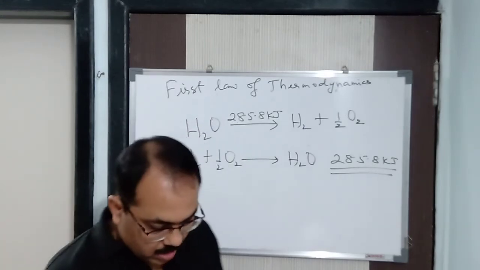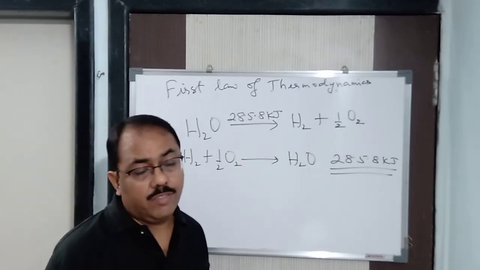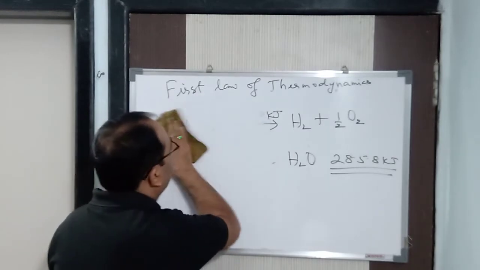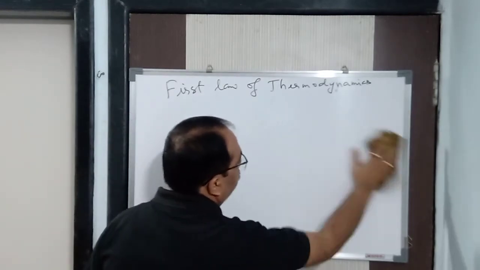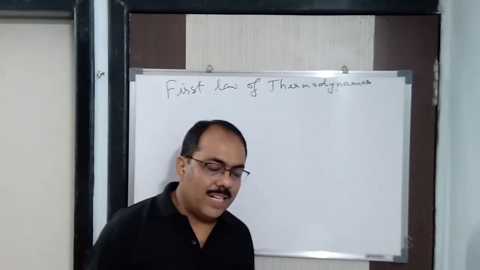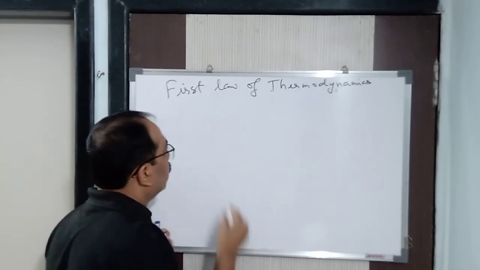Understood the justification? Now we'll come to the mathematical formula for the first law of thermodynamics. We'll derive a formula from the first law. It's very, very important. Now listen here. Suppose, let us say, the initial internal energy of a system is U1.